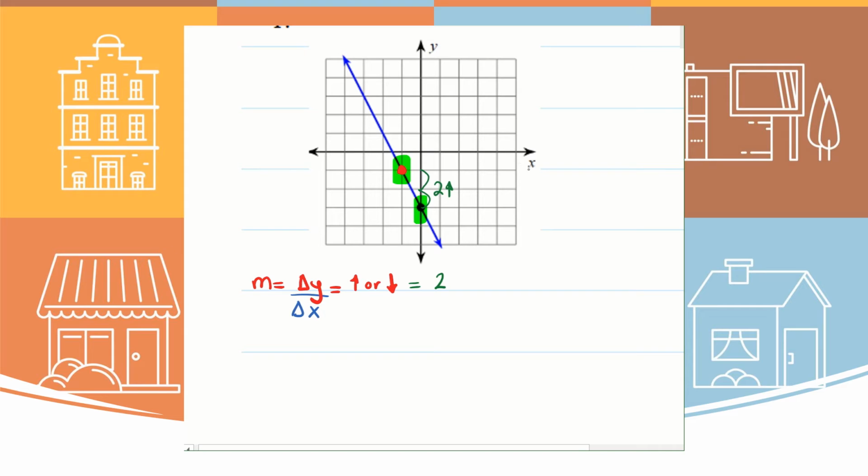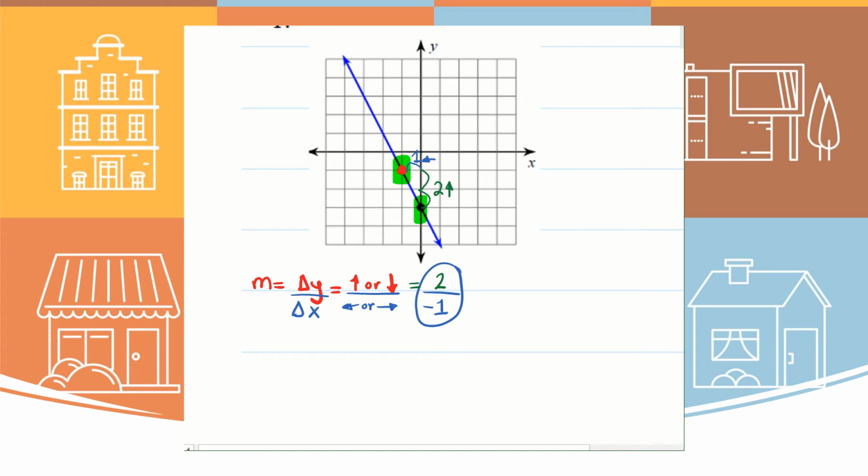And then we're going to see how we're moving in the x direction. So x either moves to the left or it moves to the right. So from the black point, I already went up 2 units. Remember, I'm trying to get to the red point right there. So to get to the red point, I need to move 1 unit to the left. So that means that the change in x is going to be -1 because I went to the left. If I go to the right, that's where my positive values are. But because I went to the left, it's -1 in the denominator.